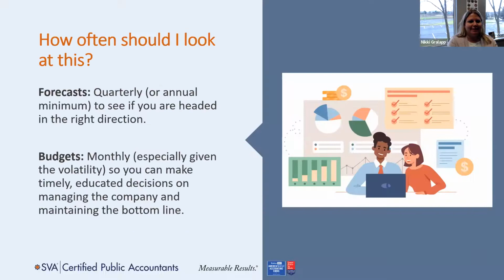All right. So how often should I look at this? So forecast, you need to look at a little less, right? Because typically a forecast is 5 years worth of data. You're not going to forecast every month, and you don't need to look at it every month. So quarterly, more often you'll see people looking at their forecast annually to see, is your business headed in the right direction? Are you going where you want it to go? Are you going where history probably says that we should go? And if not, why? Budgets, monthly.